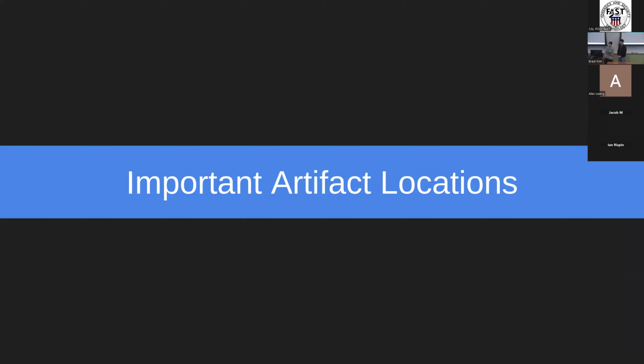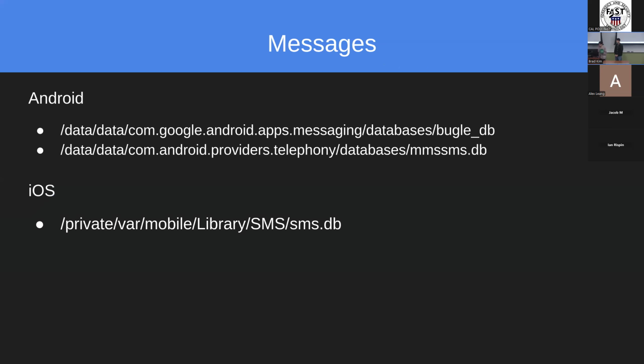So I'm just going to be going over some important artifacts and where to find them on your images. If you're looking for messages in Android, that could be found in a couple places, depending on which app you use. If you're looking for Google Messages, that'd be in data, com.google.android.apps.messaging, and then databases, bugle_db. And it'd be a bit different if you're using the native SMS app. It'd be in providers.telephony instead.